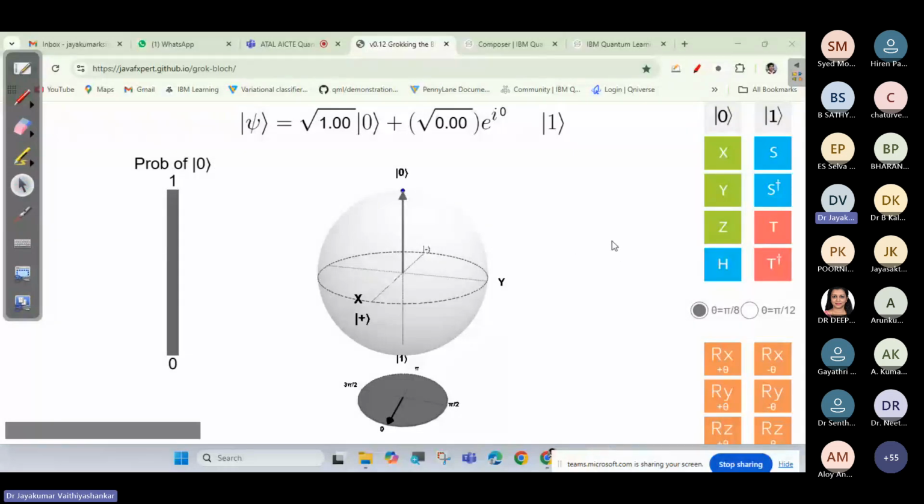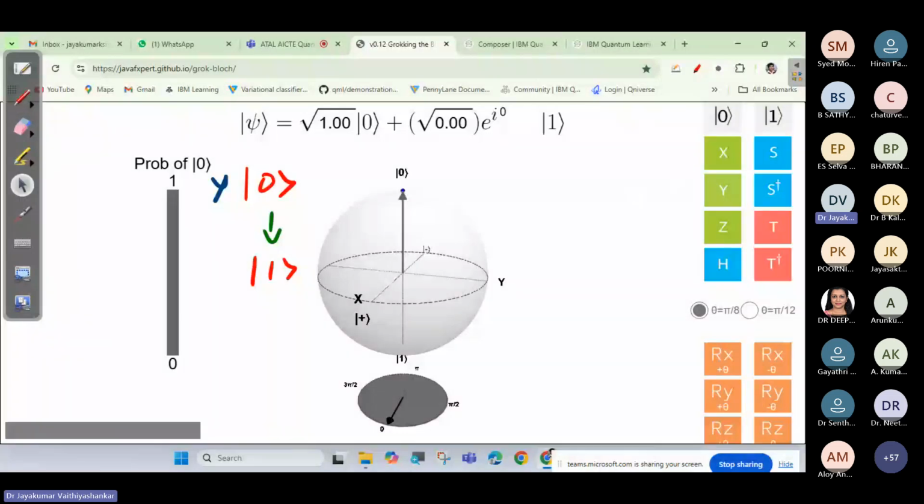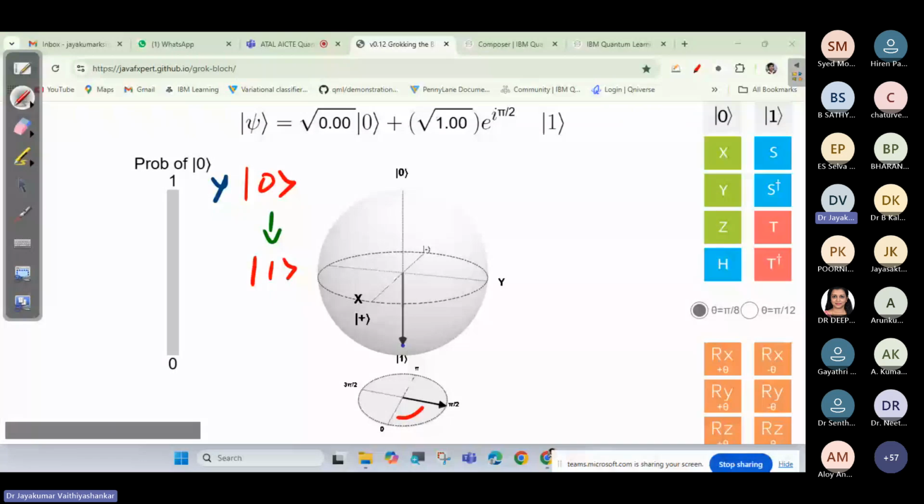Next, we click the Y gate from state 0. Apply the Y gate and observe where it goes. It will go to state 1. But if you carefully observe, it leads to a pi by 2 phase rotation. Physically you cannot see this rotation, but downside you can observe this phase disk. So this will add a plus pi by 2 phase rotation.